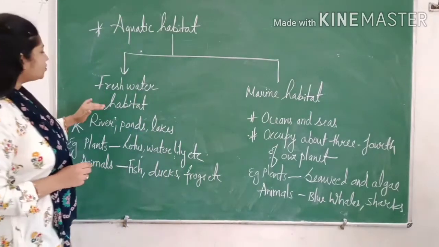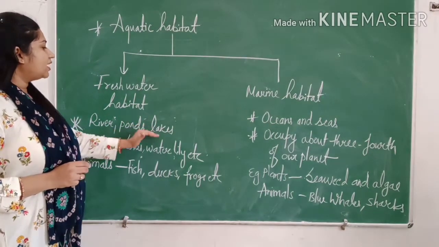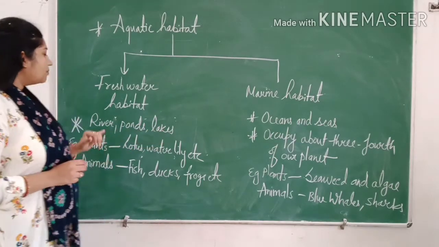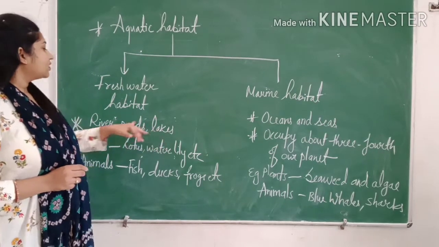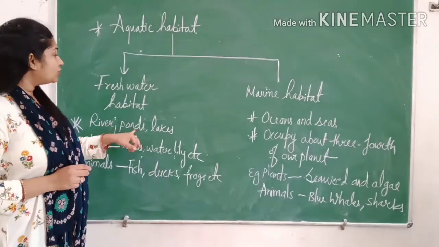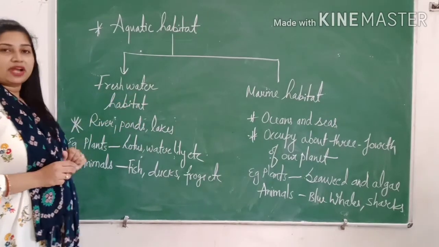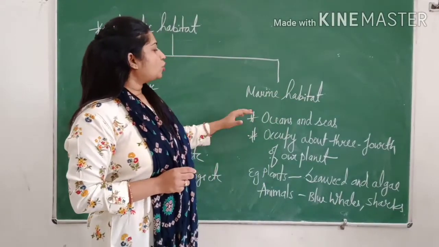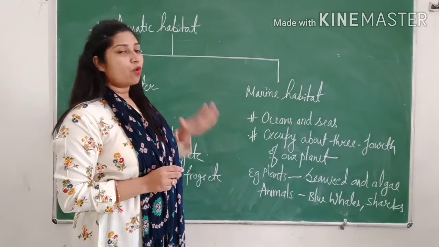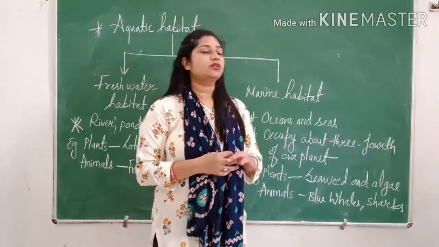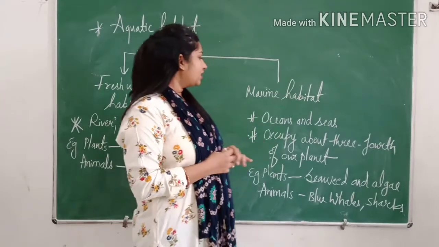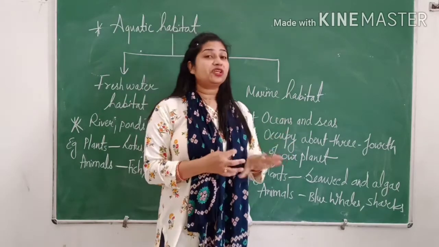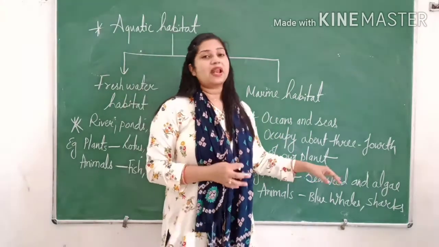Now in freshwater habitat, the water bodies that usually come under it are rivers, ponds and lakes, because rivers, ponds and lakes are called freshwater bodies. So they constitute freshwater habitat. In the case of marine habitat, oceans and seas, that is the water bodies which contain salty water, constitute marine habitat. Now this type of habitat basically occupies about 3/4 of our planet.